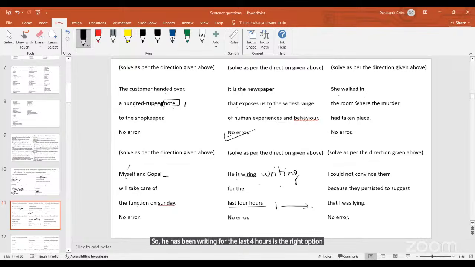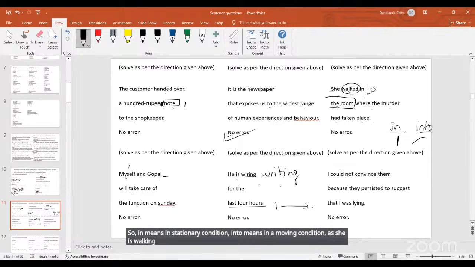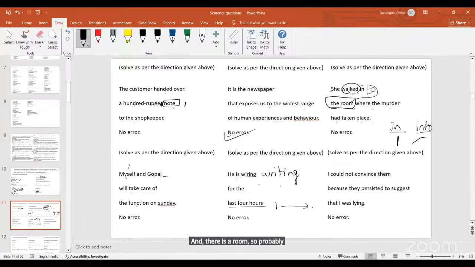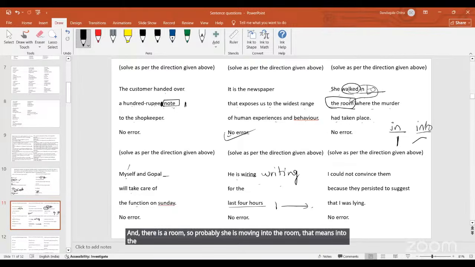Next. She walked in the room where the murder had taken place. The error is in option A, sir. She walked into the room where the murder had taken place. Yes, into the room. I already told you the difference between in and into. In means stationary condition, into means moving condition. As she is walking and there is a room, she is moving into the room. That means into the room.